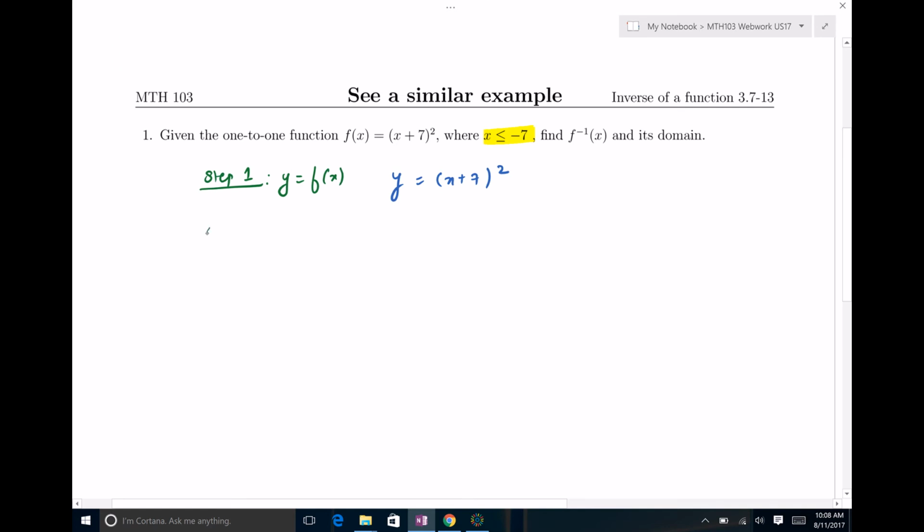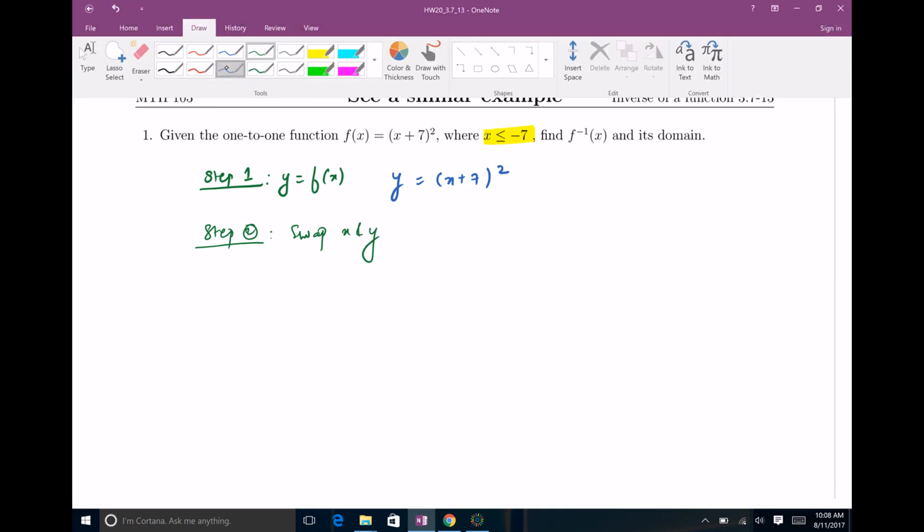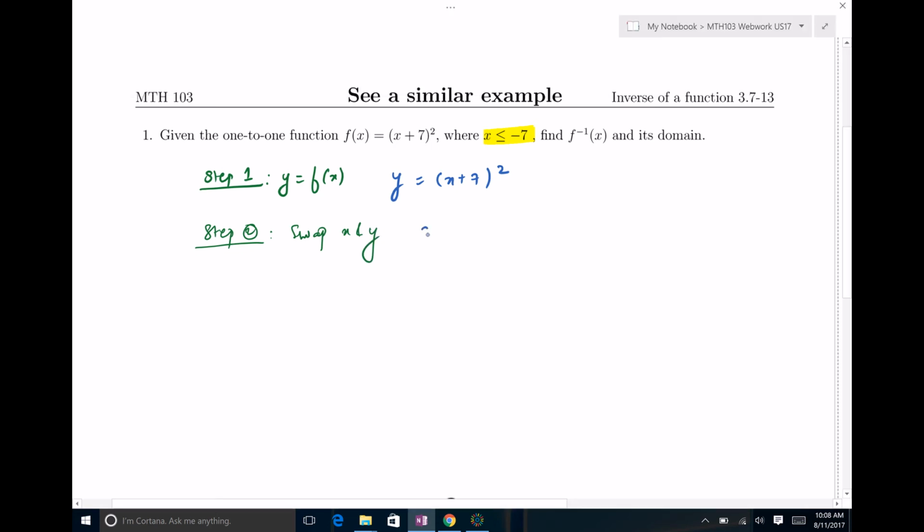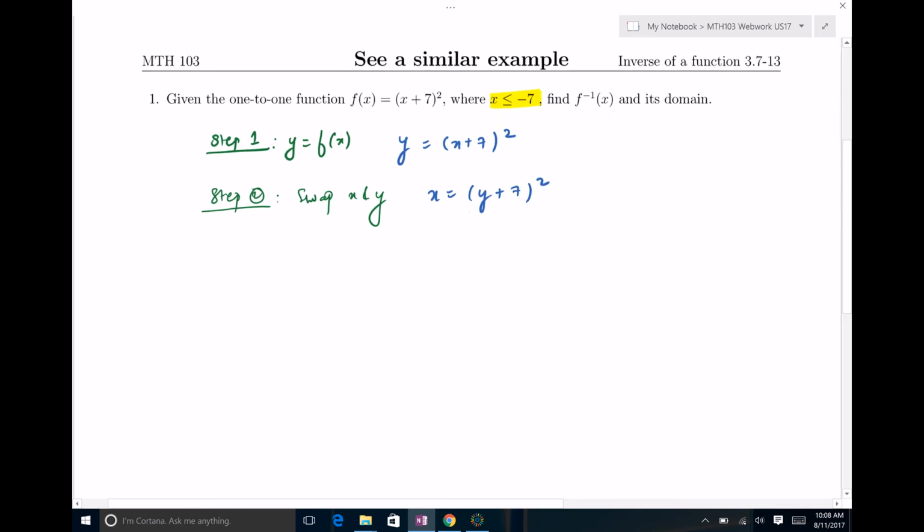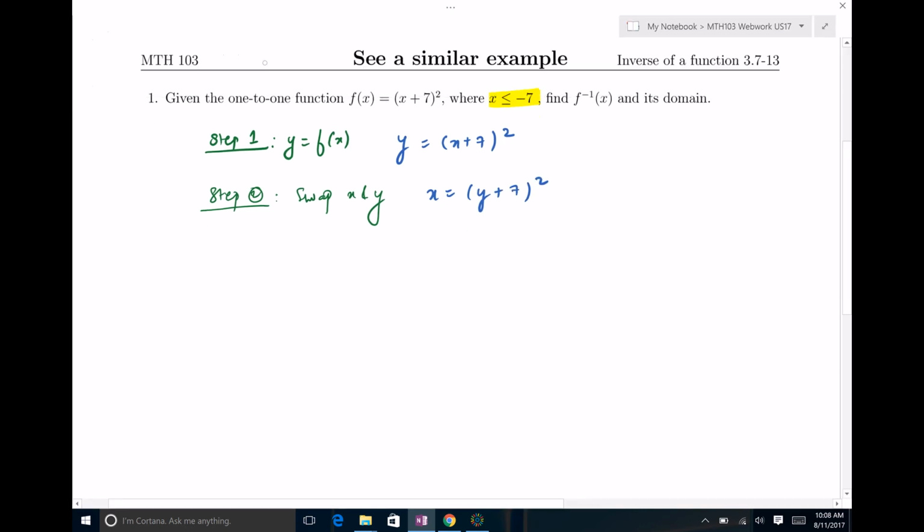Step 2, as usual, is to swap the places of x and y. So I'm going to write x in place of y and y in place of x. So I have x equals y plus 7 the whole squared. Step 3, which is the most important step, is to solve this equation for y.